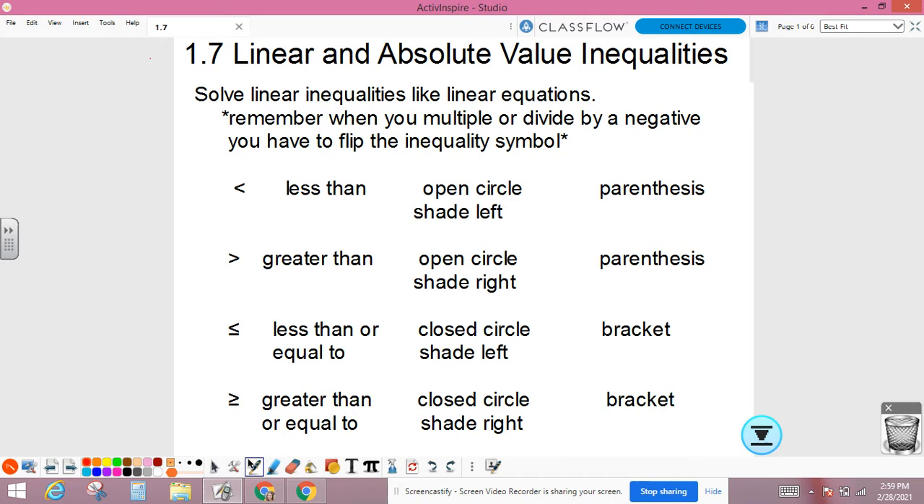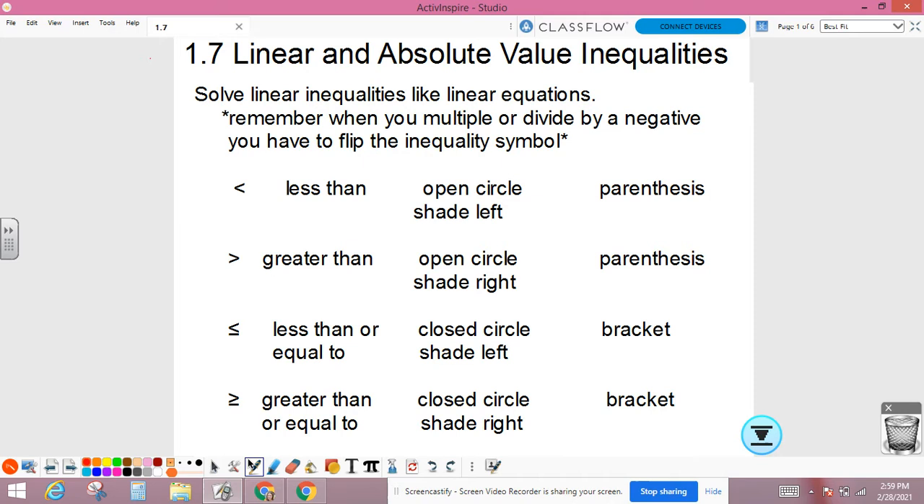All right, so first of all, a linear inequality is like a linear equation. It just has the less than or greater than. So you're going to solve it basically the same. There's just one difference that you have to keep in mind. If you have to multiply or divide by a negative while you're solving, you have to remember to flip that inequality symbol over.